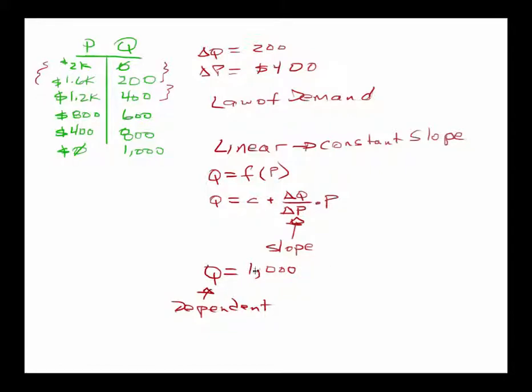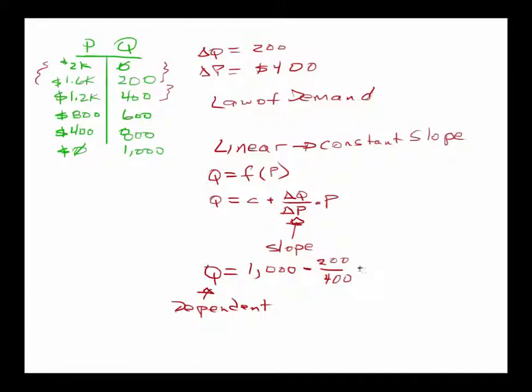Because of the law of demand, the actual linear functional form for a demand curve is typically going to be a constant followed by a negative sign, because the negative represents the negative relationship between the change in quantity and the change in price. They move in opposite directions. Price goes down, quantity goes up. Price goes up, and quantity goes down. Our function then becomes quantity is equal to 1,000 minus the change in Q over the change in P. So the change in quantity over change in price is 200 over 400.